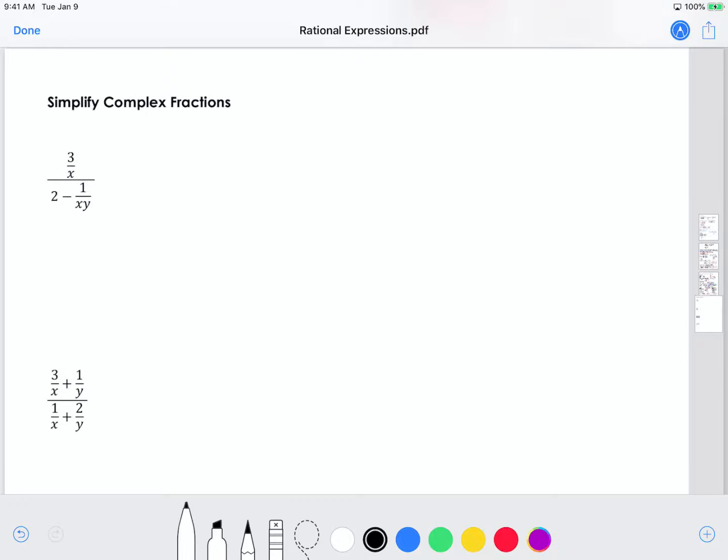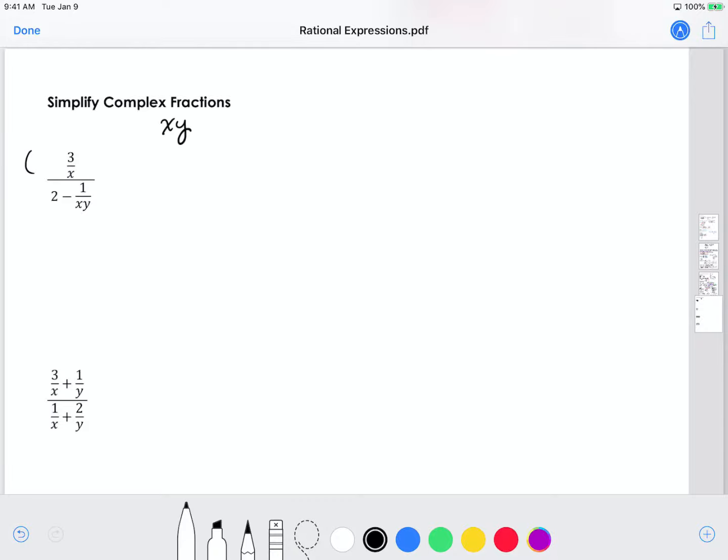So if you look, this is what I'm calling my mini fractions. This is a mini fraction, this is a mini fraction, and this is a mini fraction. The whole entire thing is my big complex fraction. So I want to look at all my little mini fractions and see what my common denominator is. I have x's and y's, so my common denominator is x and y.